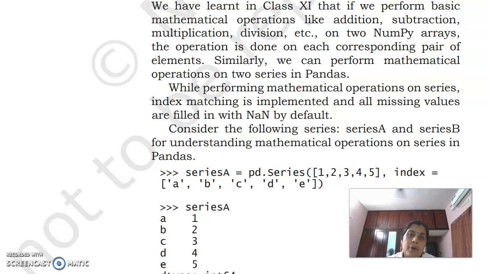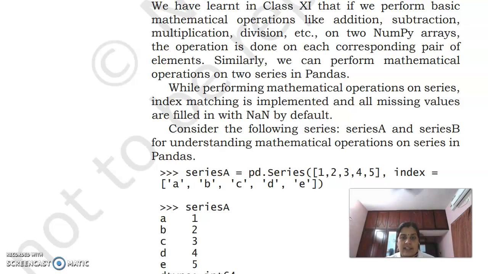That means if in the first series the zeroth element is 5 and in the second series there is no element in the zeroth position, then addition by using the plus operator will give NaN as the answer, because it takes the missing element as NaN, not a number. That is, when we add a number with not a number, the output will be not a number, NaN by default. Let's start with an example.